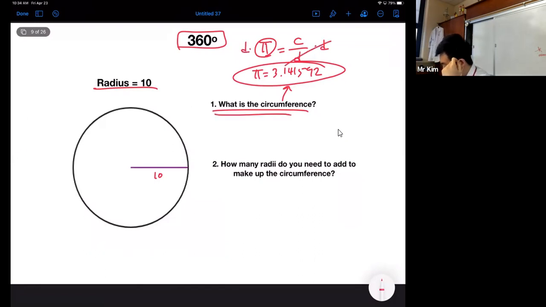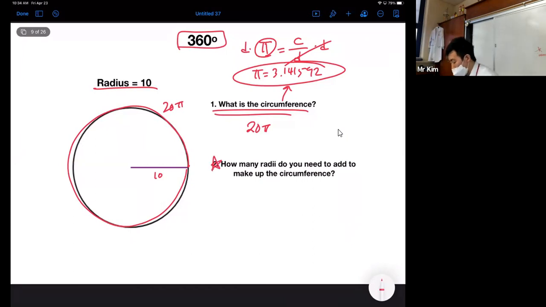So the circumference of this circle here, Jamie, what would that be? 20 pi. Good. I need you guys to pay close attention to what I'm doing here. The entire pizza crust of this pie is 20 pi, because that's what a circumference is, right? So imagine the entire pizza crust is 20 pi.